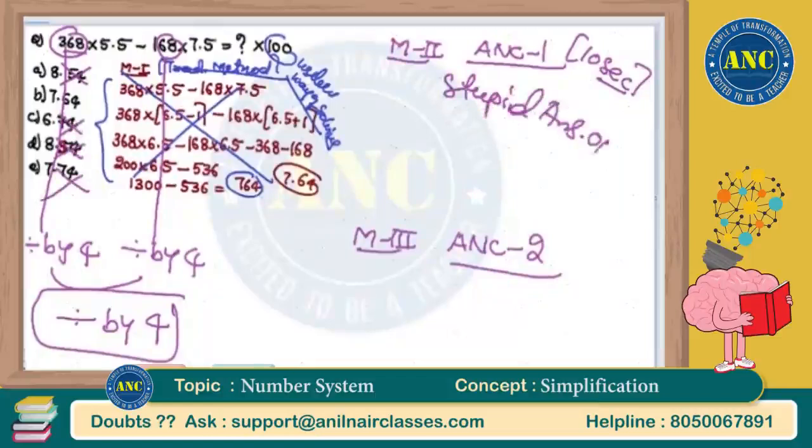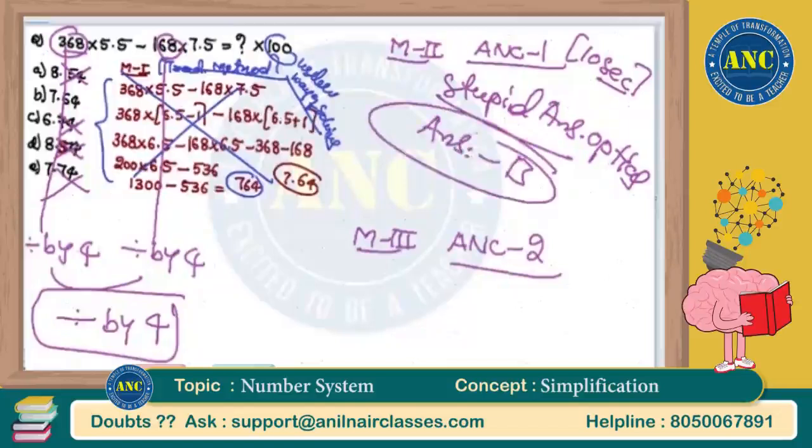Stupid answer options. Only one option is there. So the answer is B. What if more than one answer option has the same digital sum? That also we will discuss. I hope it is clear, right, sir?